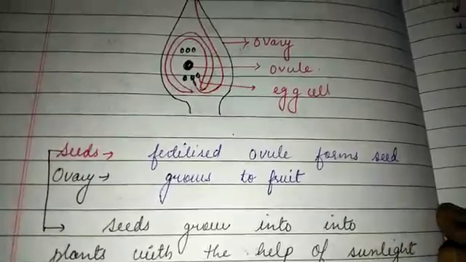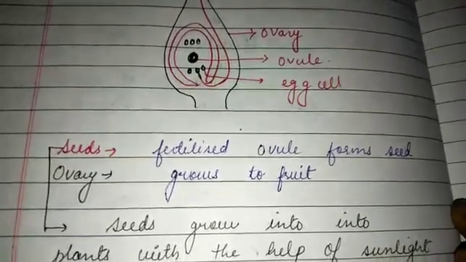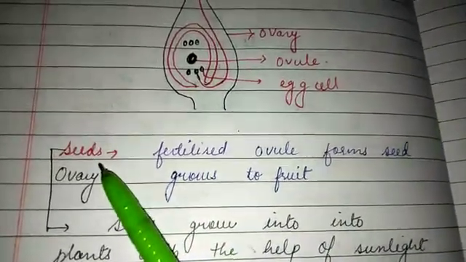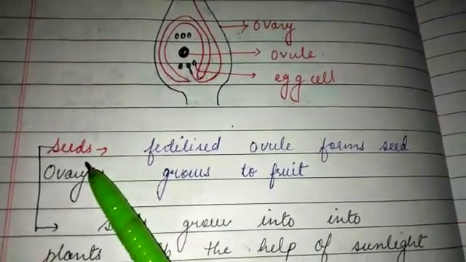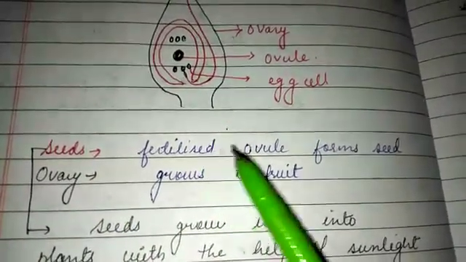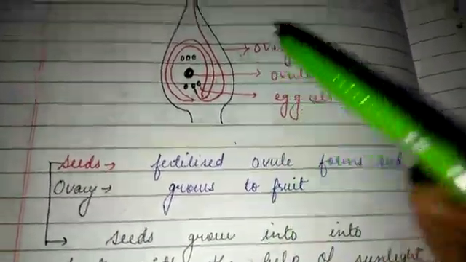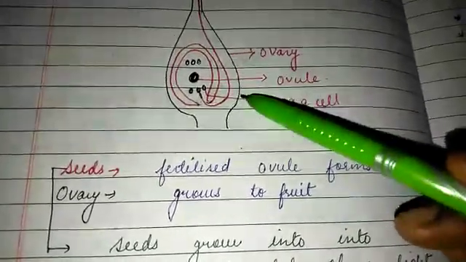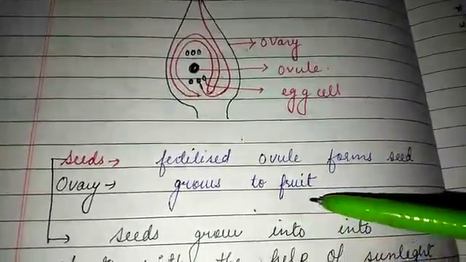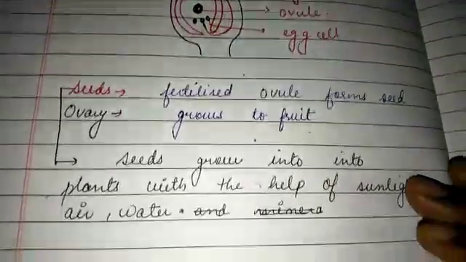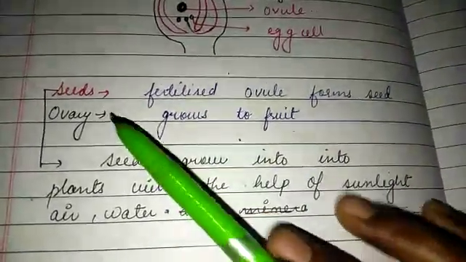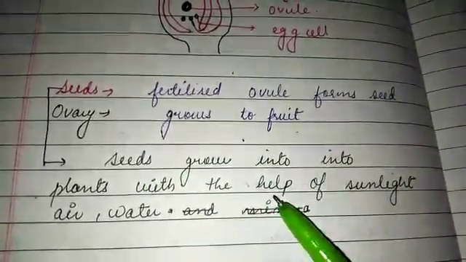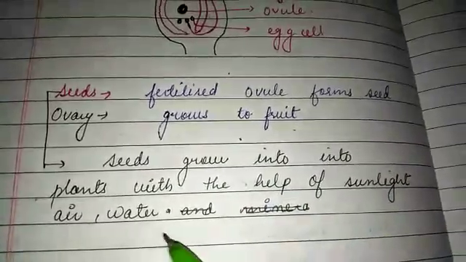So now after fertilization, what does it become? It becomes seeds. What are they? They are the fertilized ovule. Then this ovary, this part, grows into fruit. Then the seed grows into a new plant with the help of sunlight, air and water.